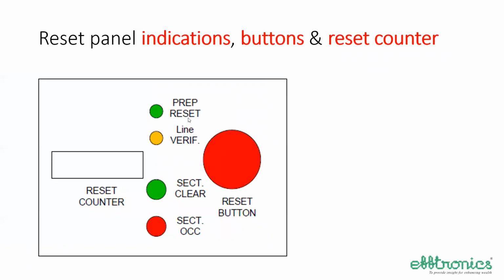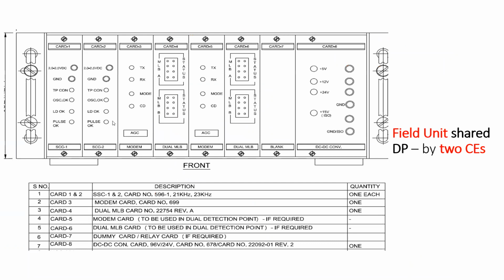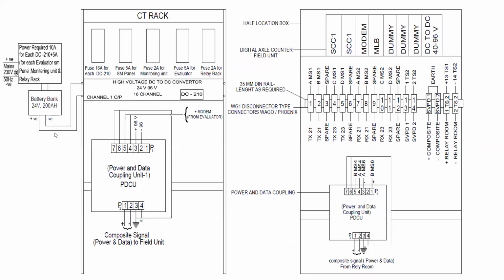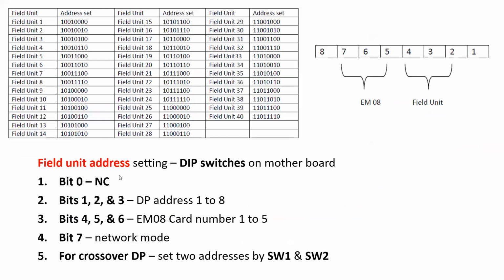Again, reset panel, we all know the same thing. Reset button is this. So section clear, occupied, or line verification received or not. Has it changed to prepared to reset or not? And then reset counter all are available. These are power data coupling unit at the wheel detection point. Yeah, like this.